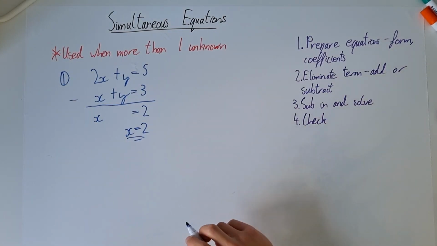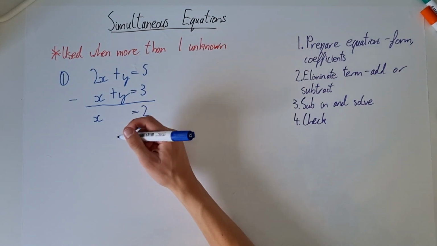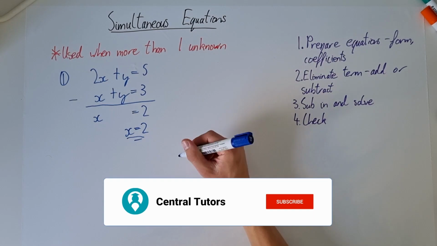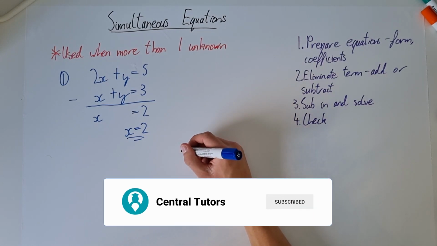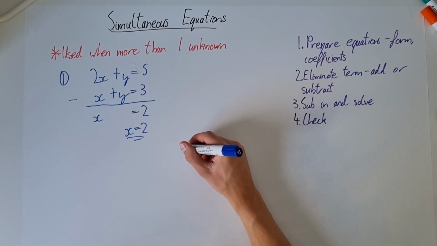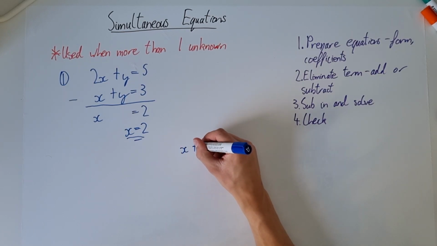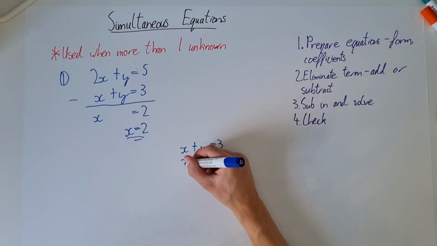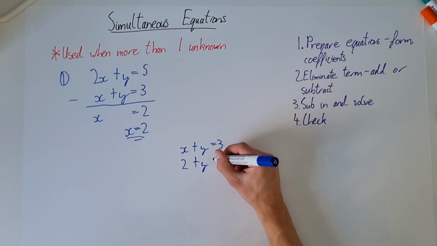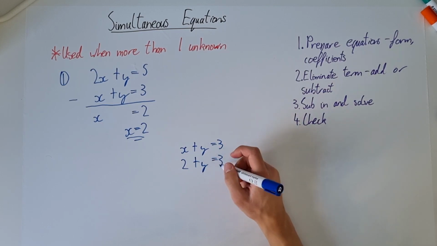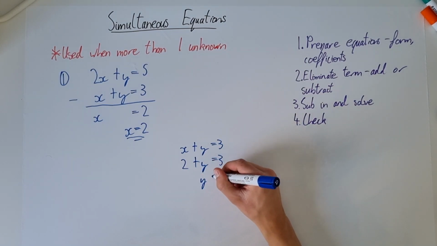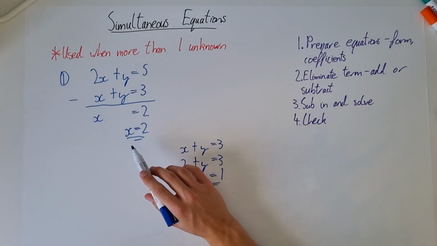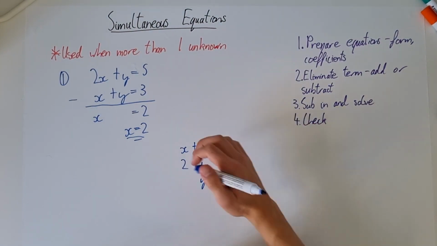Now, third, we sub in and solve. So now we know x is 2. We can sub that in to either of our equations. I'm going to sub it into the bottom equation for simplicity's sake. So our equation is x plus y is equal to 3. And then subbing x in, we know x is 2, x plus y is equal to 3. Then minusing 2 from both sides gives us y is equal to 1. So now we know y is 1 and x is 2. So we have solved our simultaneous equation because we know both their values.